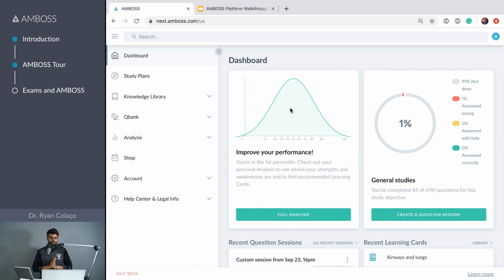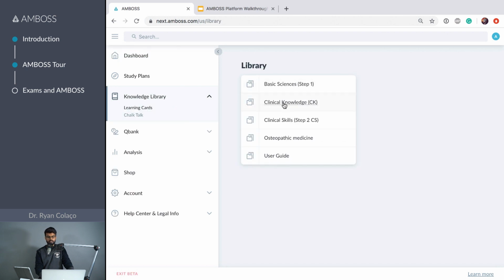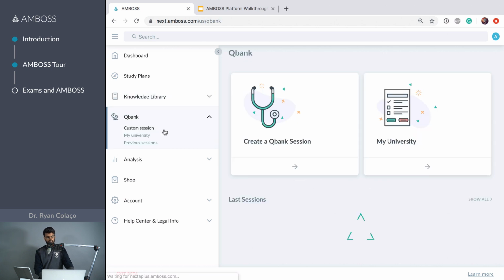What happens when you log into AMBOSS is you see this, the AMBOSS dashboard. There are three main parts to AMBOSS. There is the knowledge library. Now, this is like a normal library which contains all your knowledge, all your medical information of the basic sciences, the clinical sciences. In fact, it also has clinical skills where you can go and learn how to do clinical skills and other parts of your medical.